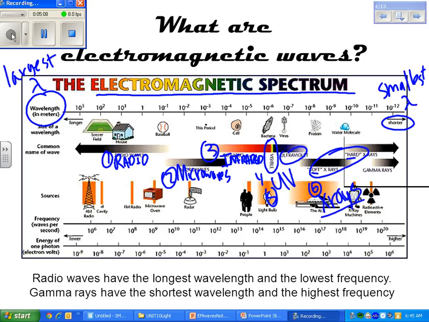All right. Then at the very end we have gamma rays, which if you're an Incredible Hulk fan, you may know about. Also, you're going to notice as we go along here, this is the frequency. The frequency down here is the smallest. The frequency down here is the highest. And as the frequency increases, so does the energy.